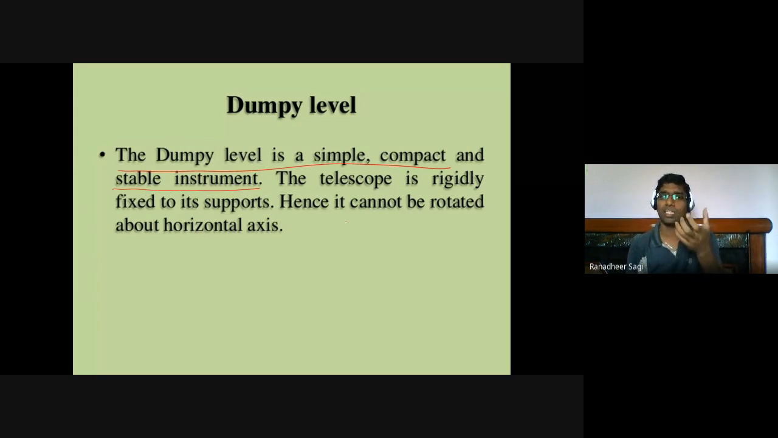Whenever you look at the telescope arrangement in this dumpy level instrument, the telescope is rigidly fixed to its supports on which it is placed. In the sense, the telescope cannot rotate by any means in this direction. About the horizontal axis, you will not see any kind of rotation happening in your telescope. I hope I made sense. So the telescope is rigidly fixed to its supports in the case of your dumpy level, and hence it cannot be rotated about the horizontal axis.